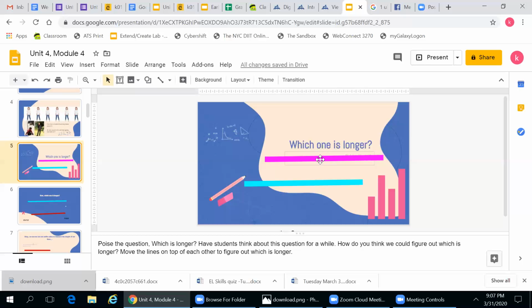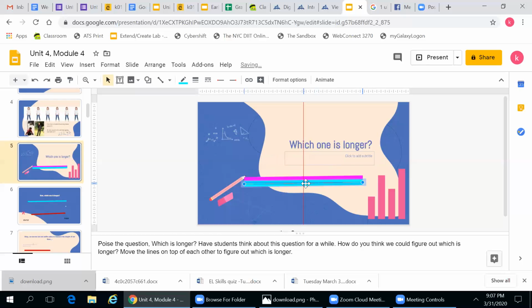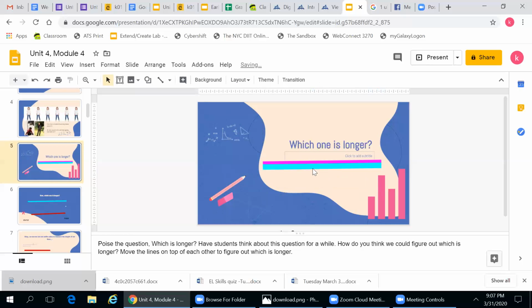I think I could take the purple line and move it down to the blue line. I'm going to line them up very carefully so they are exactly starting at the same point and finishing at the same point. Wait a second, let me move this up for you guys so you can see this a little better. Oh my goodness, the purple line and the blue line.